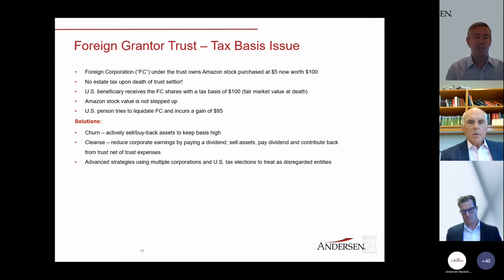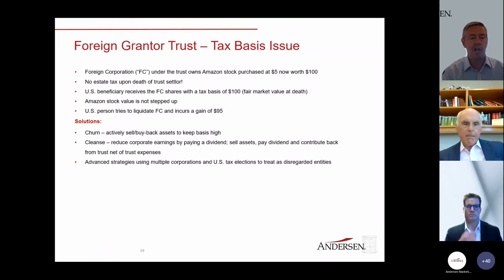So one thing to consider very carefully is, if you're using the structure of a foreign blocker corporation and you have US beneficiaries, we need to be doing a lot of basis monitoring and thinking about how we can step up that basis upon death or on the transfer. The solutions really are, a very basic one, you can continue to churn the assets in the portfolio, assuming they're marketable and liquid. So you could keep continuing an active portfolio so that when you die, you're going to have a reasonably high basis, close to the fair market value.